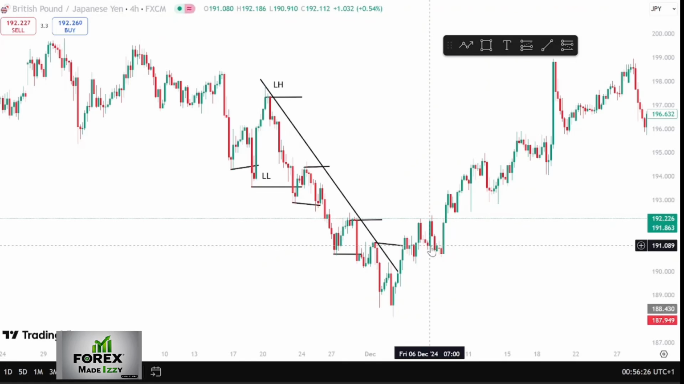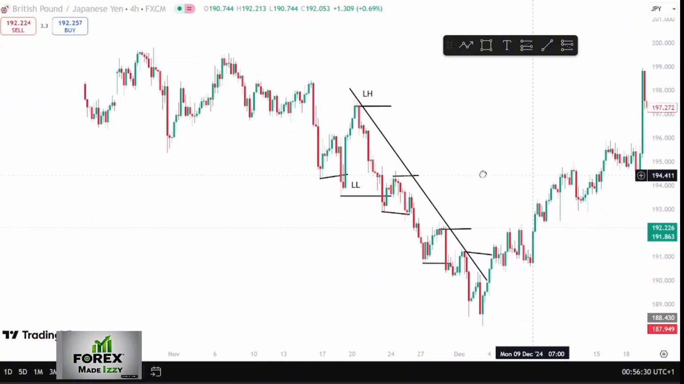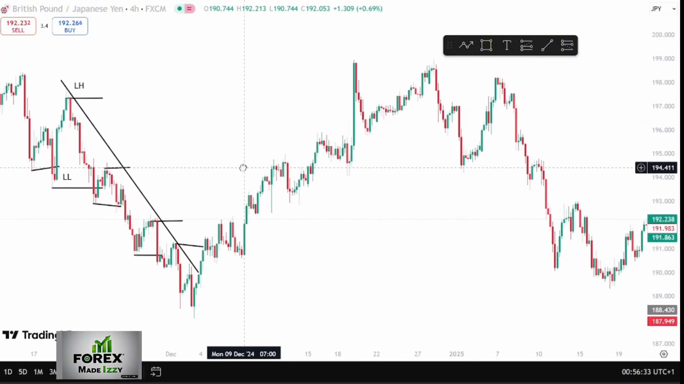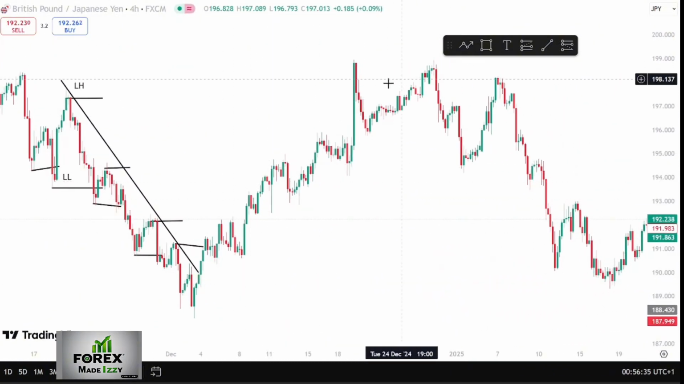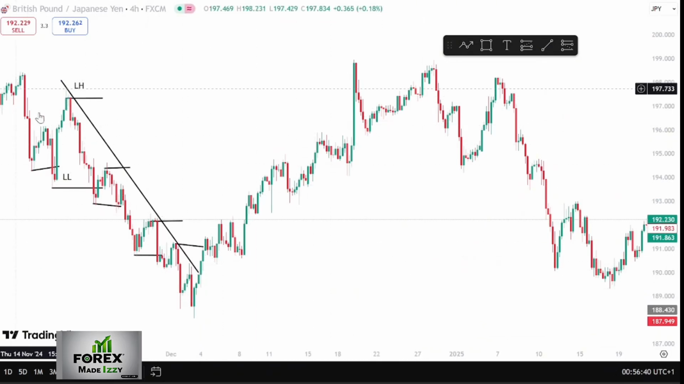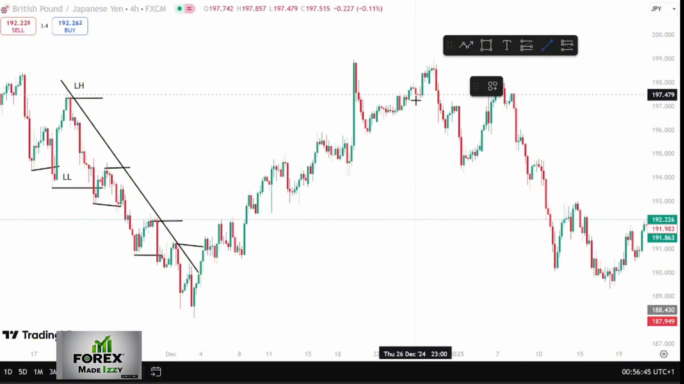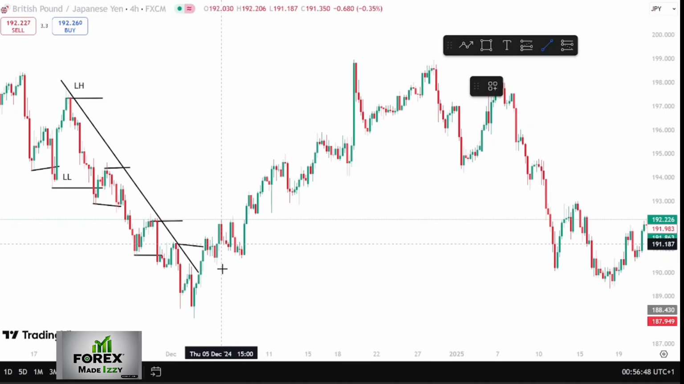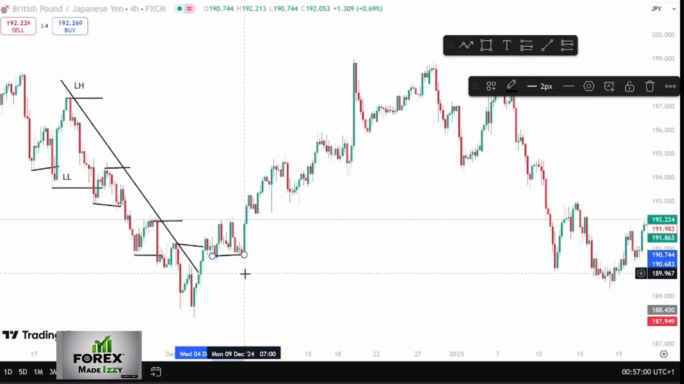So let's look for, okay, let's do this. So this is a buy trend, right? After this sell trend, what happened here was a buy trend. So how can we mark this? How can we label this? So here will be your higher low, right?